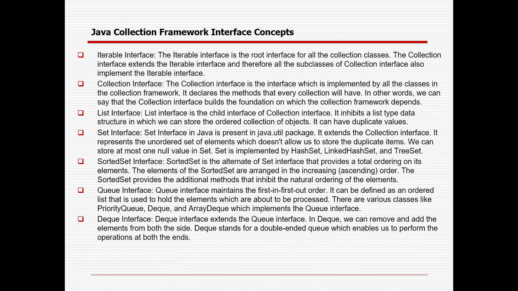What is the Iterable interface? The Iterable interface is nothing but the root interface for all the collection objects. Then the Collection interface is the interface which is implemented by all the classes in the collection framework. It declares the methods that every collection will have. In other words, you can say that the Collection interface builds the foundation on which the collection framework depends. Then it will come to the List interface.